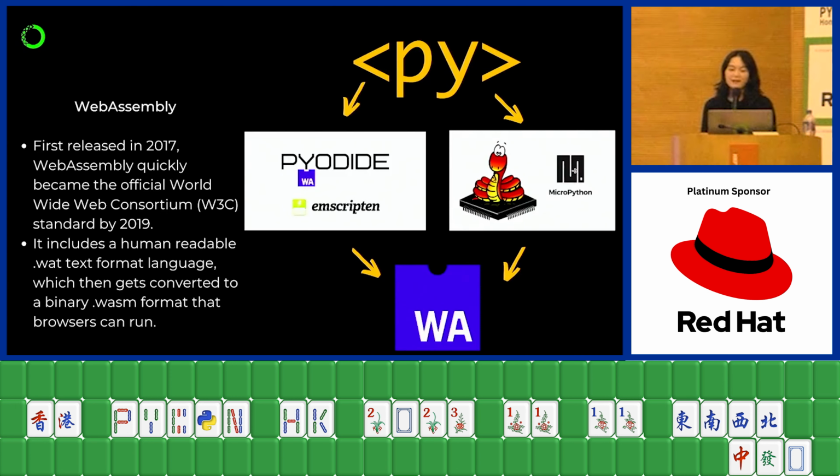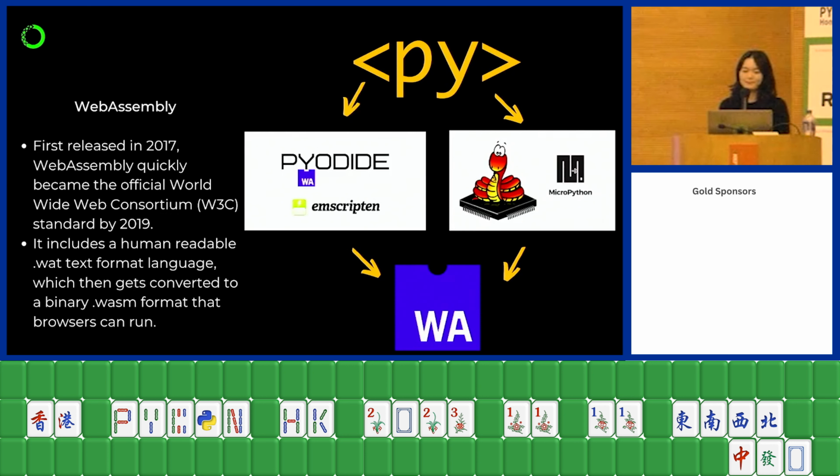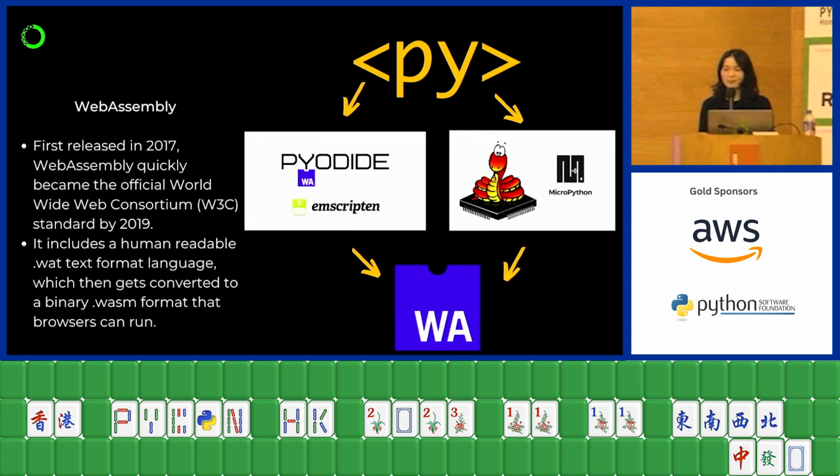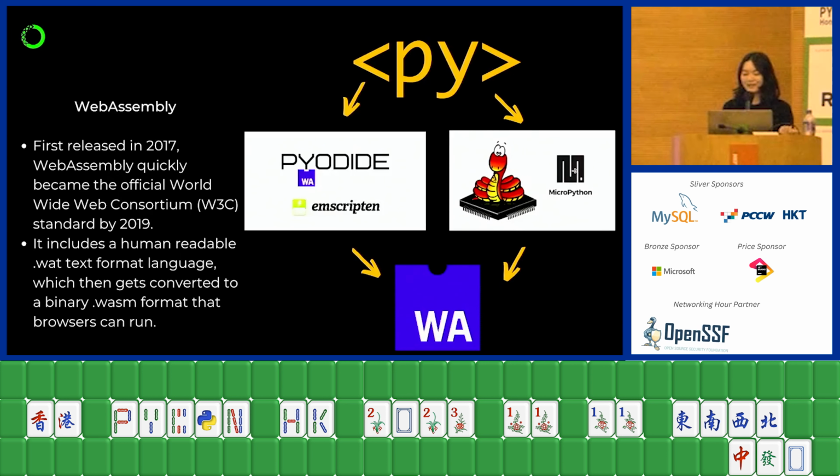Here is the foundation of PyScript. It's built on top of Pyodide or MicroPython, which are then built on top of WebAssembly. WebAssembly was first released in 2017 and became a W3C standard by 2019. It includes a human-readable .wat text format, which can get converted to a binary .wasm format that browsers can run.